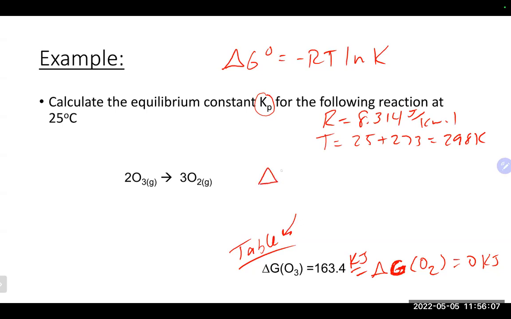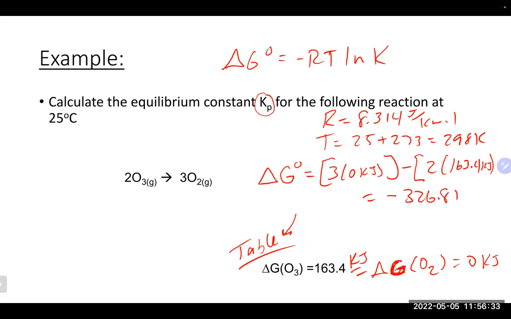So we would again go to a table to calculate the delta G. It's going to be our products, which in this case is O2, so that's a big whopping 3 times 0, I think, minus our reactants, which is 2 times our 163.4 kilojoules. And that will get us 2 times 163.4, looks like a negative 326.8 kilojoules. Any questions so far?